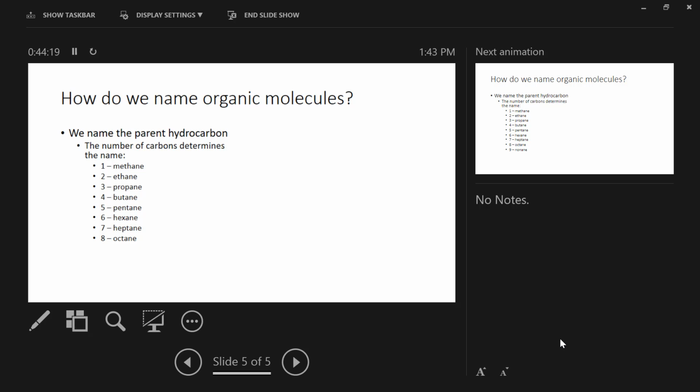Number 8, octane. Octane, octene, octyne. You've seen at a gas station, they give you the octane rating? It's a measurement of how much of the hydrocarbon in that gasoline is octane. The higher the octane rating, the cleaner it burns.